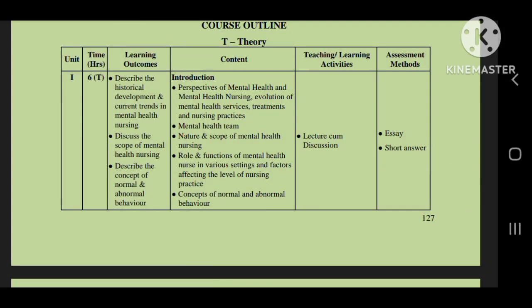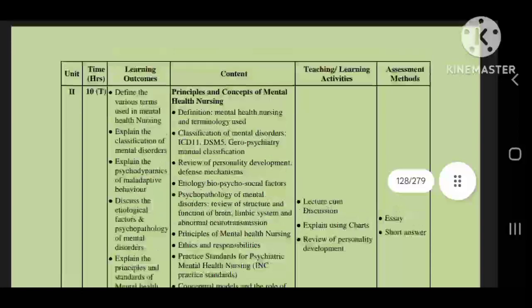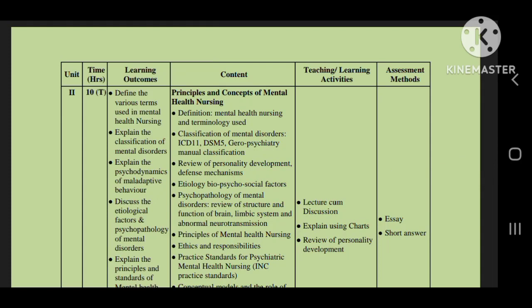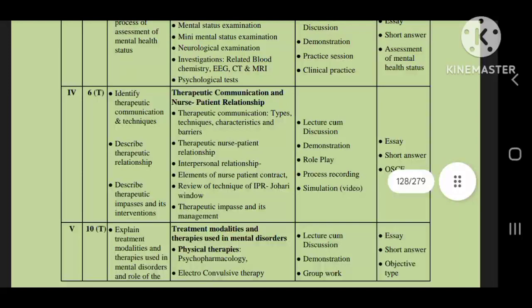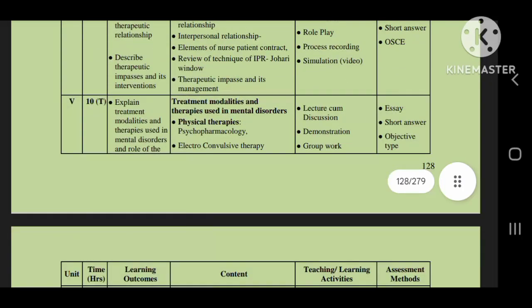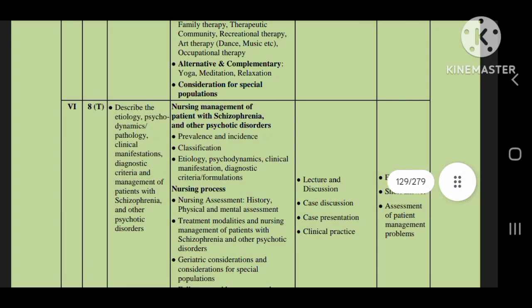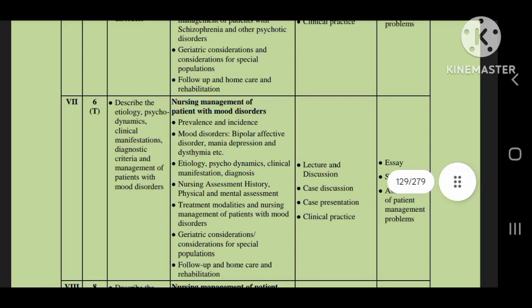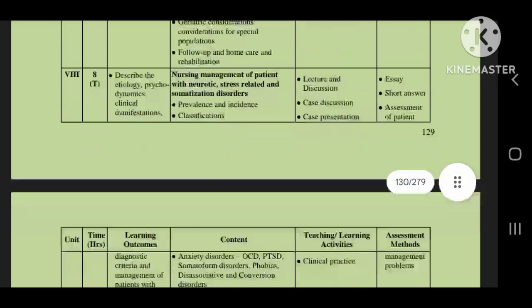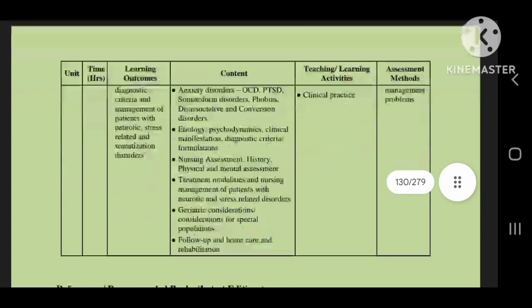The first unit is about the introduction, 6 hours theory, perspectives of mental health. And unit 2 is on principles and concepts of mental health nursing, that is 10 hours. Unit 3 is about mental health assessment. Unit 4 is about therapeutic communication, nurse-patient relationship. Unit 5 is treatment modalities and therapies in mental disorders. Unit 6 is about nursing management of patient with schizophrenia and other psychotic disorders. Unit 7 is nursing management of patient with mood disorders. Unit 8 is nursing management of patient with neurotic, stress-related and somatization disorders.